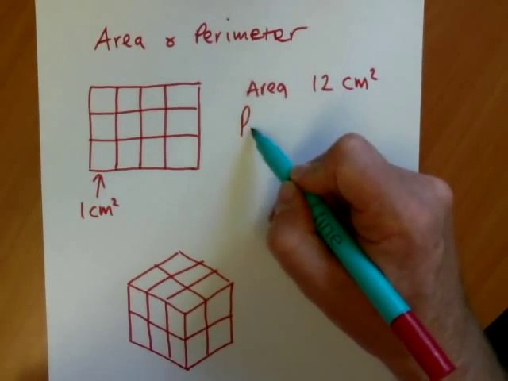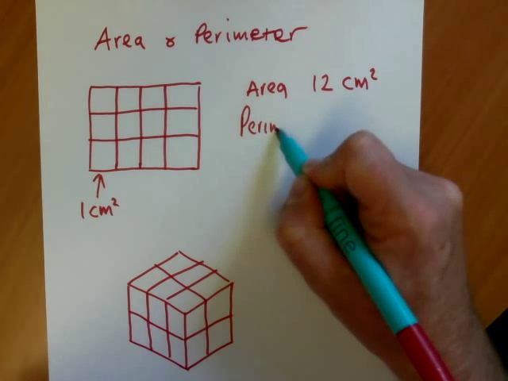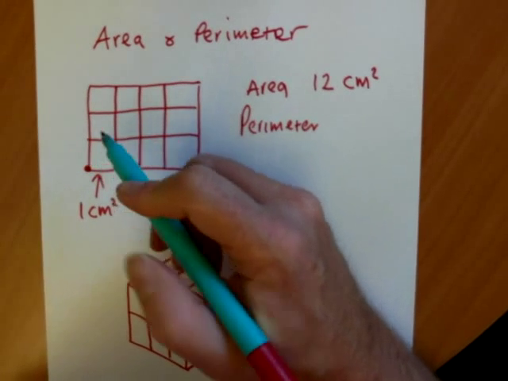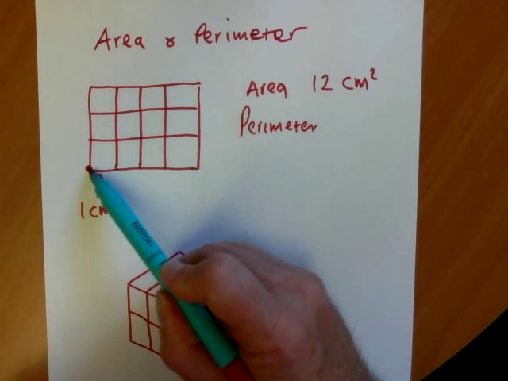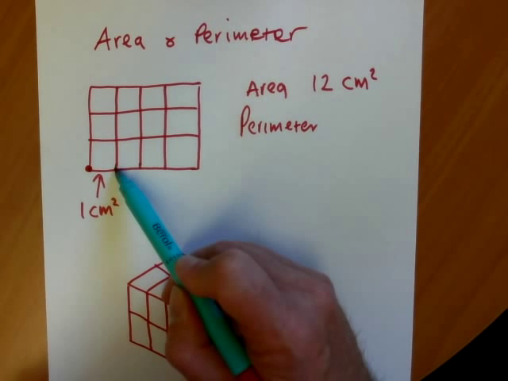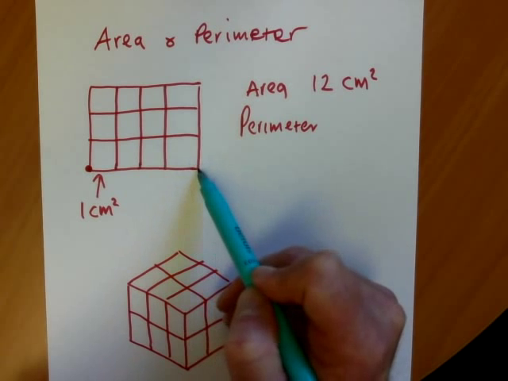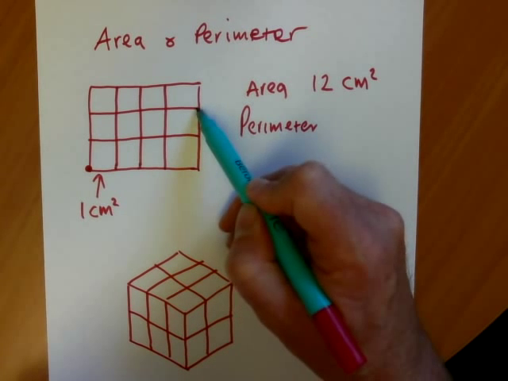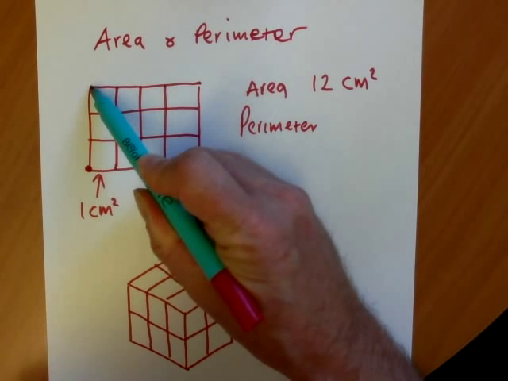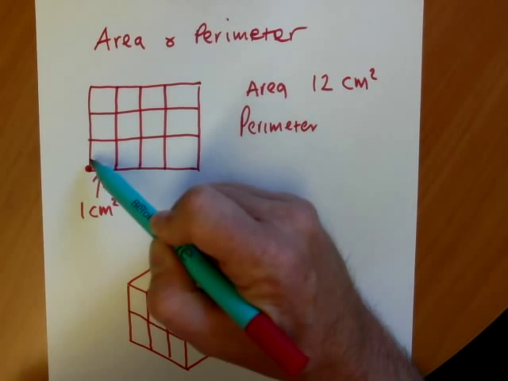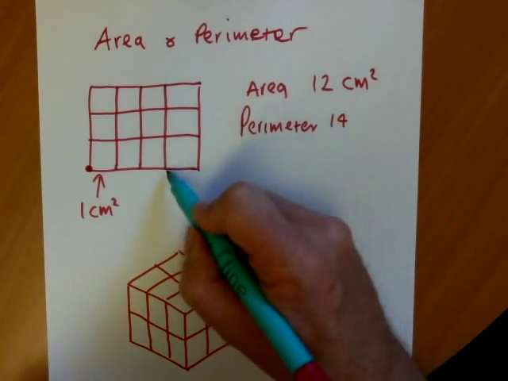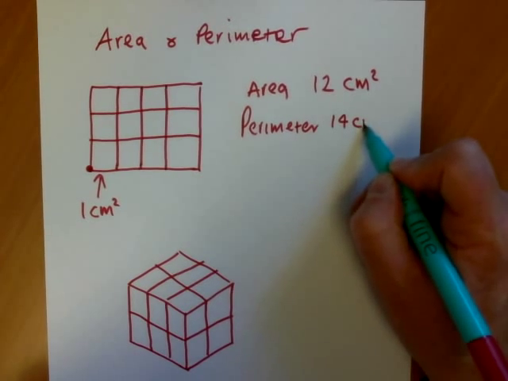Now the perimeter is the distance all the way around the shape. So let's start, say, here. We must be careful not to count 1 until we've moved 1. So we count the side lengths of each square. So it's 1, 2, 3, 4, 5, 6, 7, 8, 9, 10, 11, 12, 13, 14. So the perimeter is 14, and it's just length, 14 centimetres.